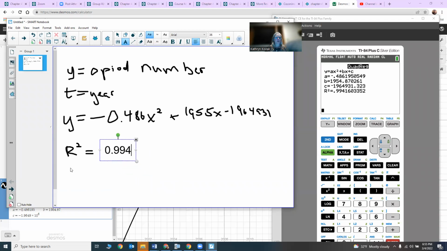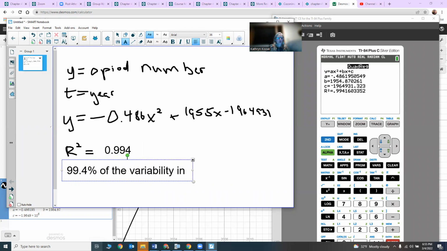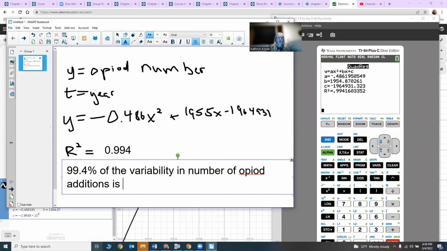And again, what that means is that there's 99.4% of the variability in the Y value, the number of opioid addictions, is explained by the model. That's pretty dang good. That means that model is doing a pretty good job of explaining it.